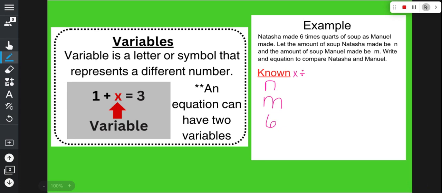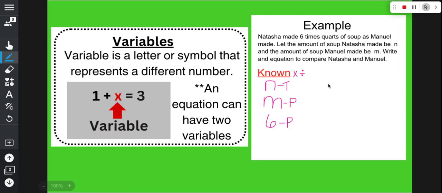We want to write an equation as if we don't know how much Natasha or Manuel has made. So we first have to figure out who made more, Natasha or Manuel. It says Natasha made 6 times the quarts of soup as Manuel made. So Natasha made our most amount. She's considered our total. Manuel made the smaller amount, so he's a part. And our 6 is the change amount, so that is a part. So we can put together a multiplication equation, and we can put together a division equation.